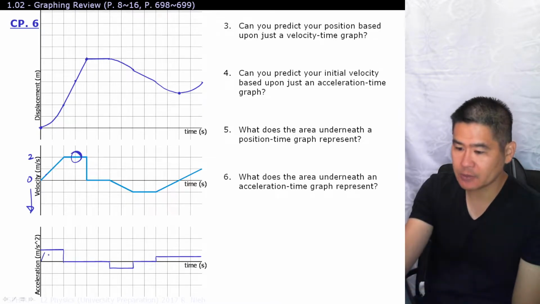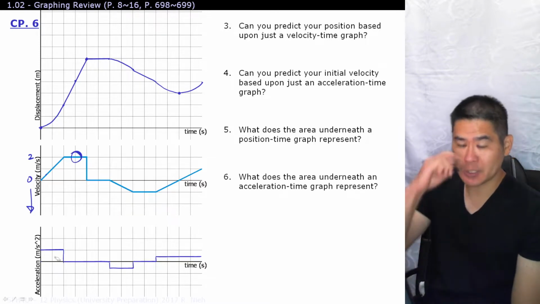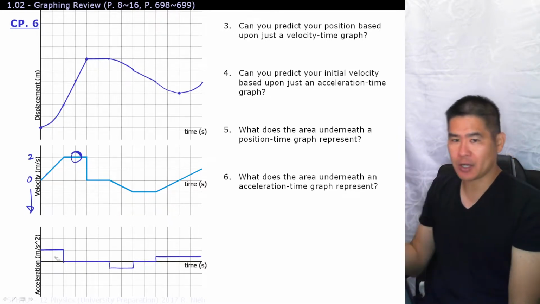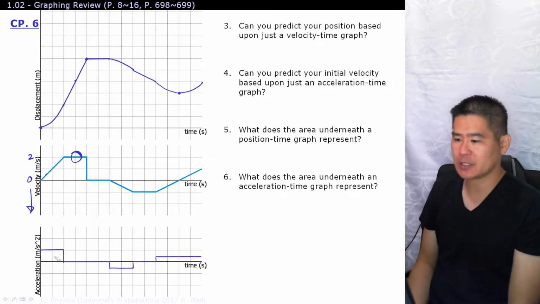Anytime it's above the time axis, then you're adding to your velocity, because you could be adding to a negative velocity initially, so you're decelerating, or you could be adding to a positive velocity, so now you're positively accelerating.